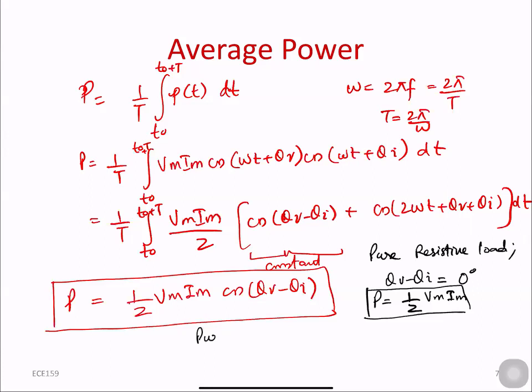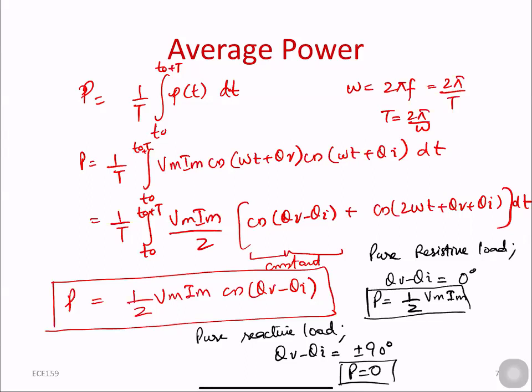However, if we have a pure reactive load, could be inductive or capacitive, the difference of voltage and current could be plus or minus 90 degrees, depending upon if it's an inductive or a capacitive load. And for 90 degrees, cos of 90 is going to be 0. So the power is going to be 0. So average power for that case is going to be 0 for a pure inductive load. Very interesting. So this is how we can find out the average power.